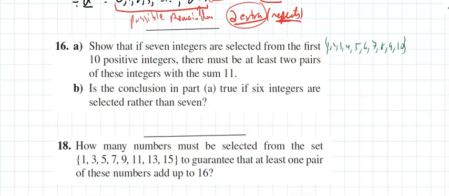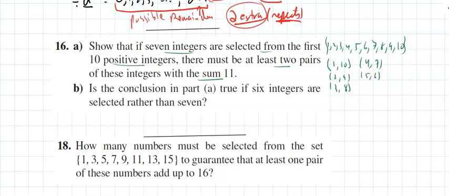Show that if 7 integers are selected from the first 10 positive numbers, there must be at least 2 pairs to have a sum of 11. Well, let's figure this out. How could you get a sum of 11? 1 and 10, 2 and 9, 3 and 8, 4 and 7, 5 and 6.